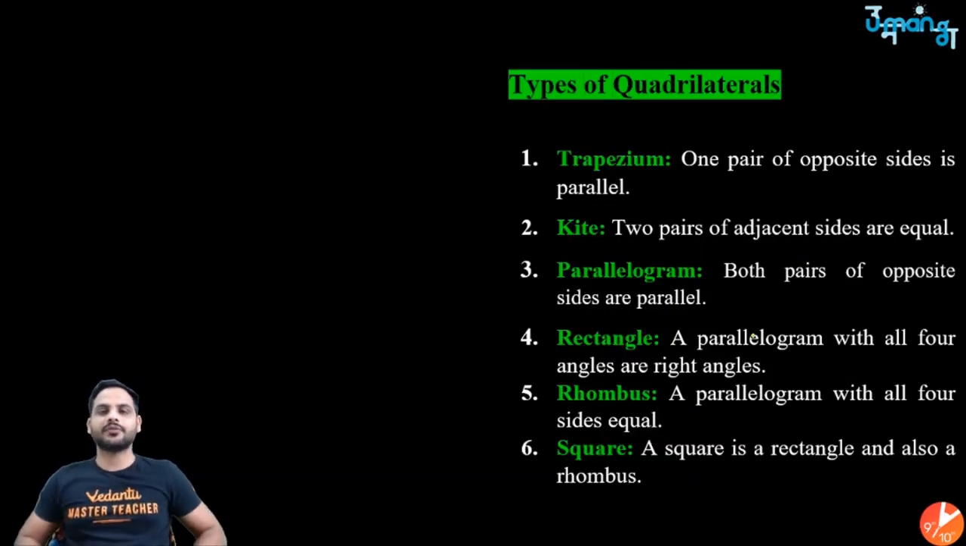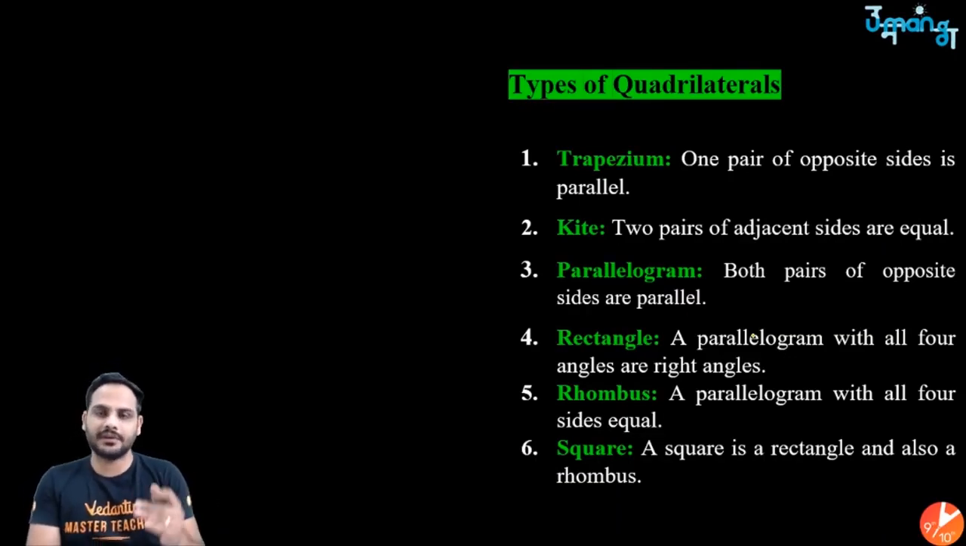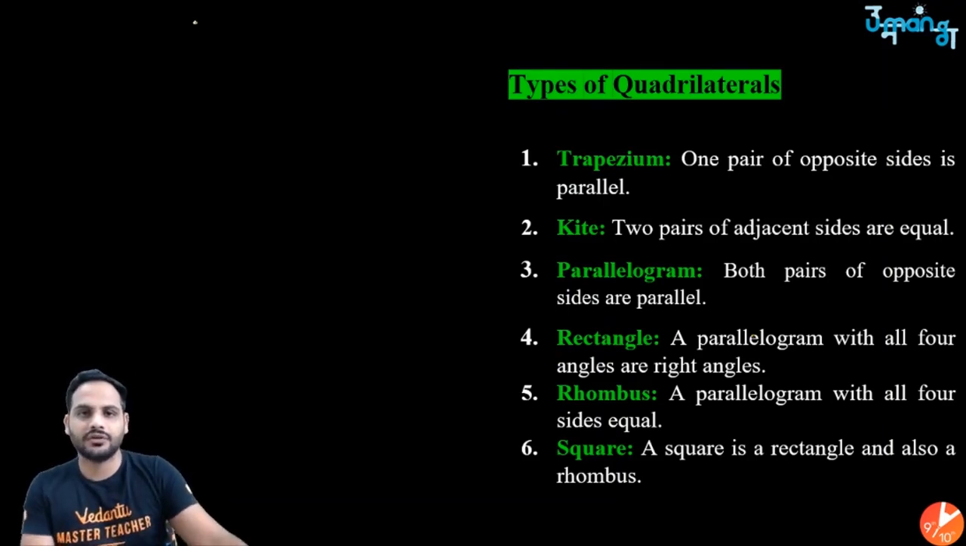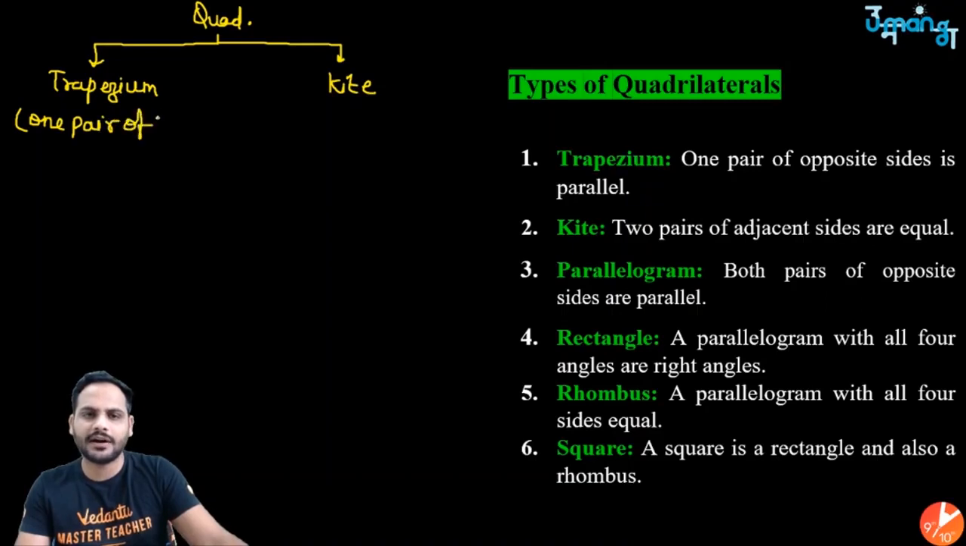After that, the types of quadrilaterals. These are all the special quadrilaterals. So we have trapezium, kite, parallelogram, rectangle, rhombus, and square. If I make this tree for quadrilaterals, the first thing that comes is your trapezium. Remember, the definition is very important for this part. Trapezium, and the other is your kite. For trapezium, we need one pair of parallel sides. Any quadrilateral with one pair of parallel sides will be called a trapezium.